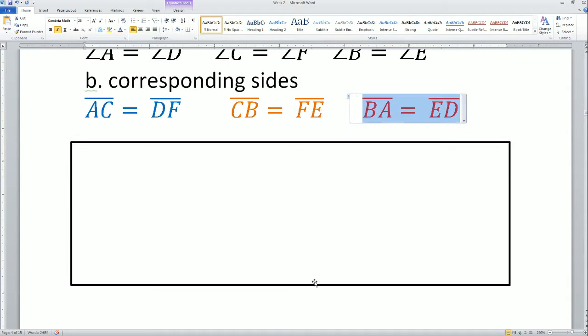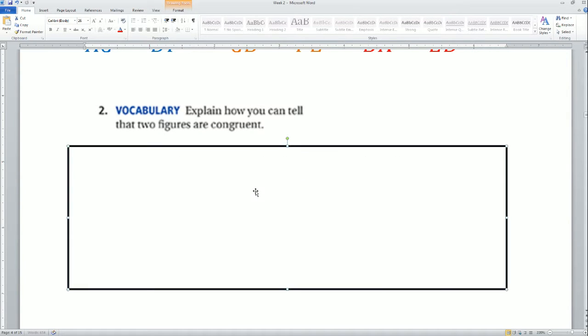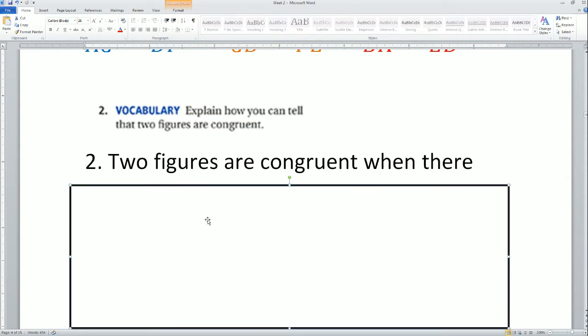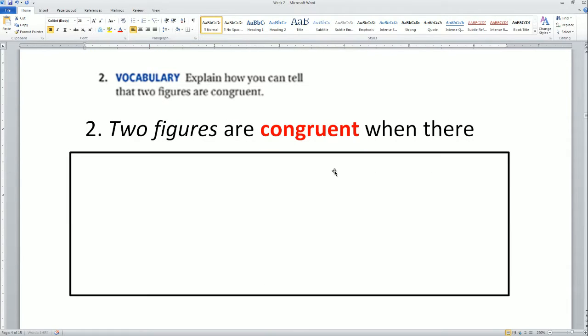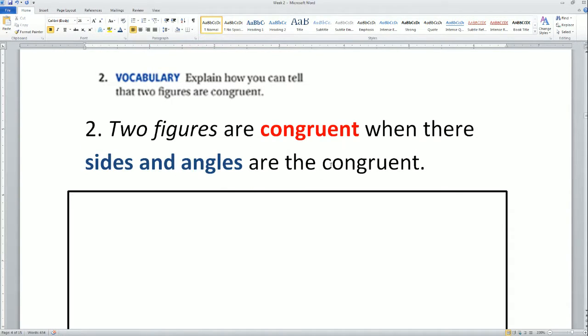Next one. Explain how you can tell two figures are congruent. Based on the definition, two figures are congruent only when their sides and angles are congruent. You have to be aware its sides and angles are also congruent. There's nothing much to do in this problem. This is just a basic vocabulary check. Next one.